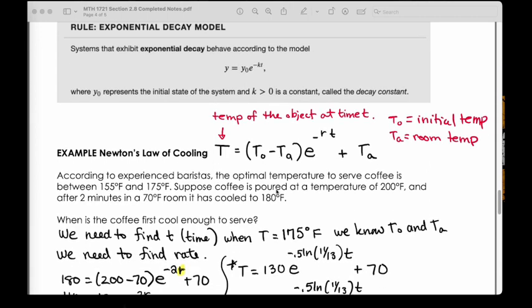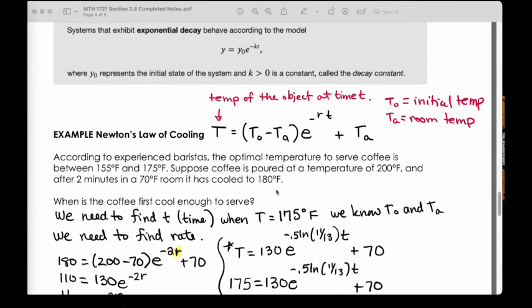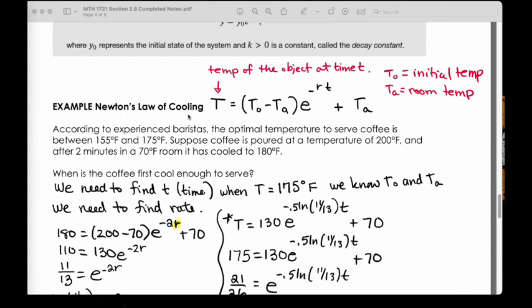Now, one of our applications to a decay problem is Newton's law of cooling. And this is the formula for Newton's law of cooling. This T here is the temperature of the object at time little t. So big T is the final temperature, little t is the time that you plug in, like the time that has passed. T sub 0, that's the initial temperature, and then T sub A is the room temperature.